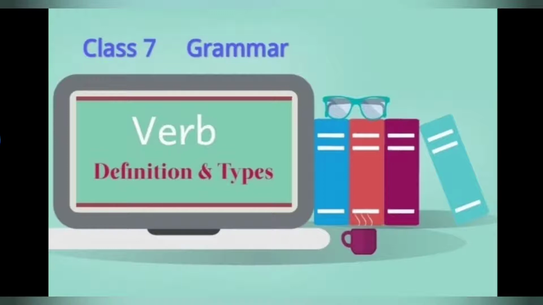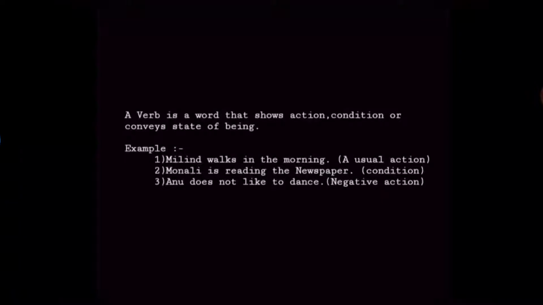Verb is a very important part of a sentence. The verb means the word which shows action. The word which shows action is called verb. A verb is a word that shows action or condition or conveys the state of being.